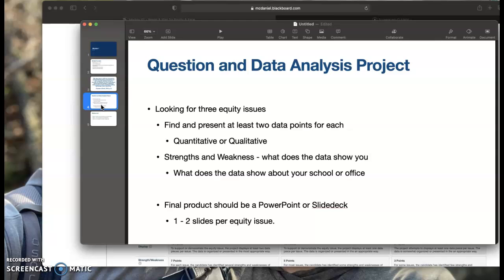But think about what does it say, and then present your final project in a PowerPoint or slide deck. Probably 1 to 2 slides per equity issue, 1 slide showing your data, 1 slide showing your strengths and your weaknesses.